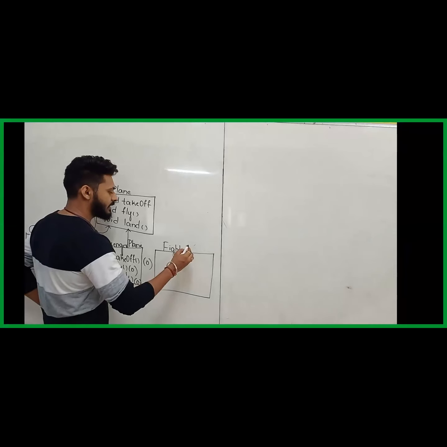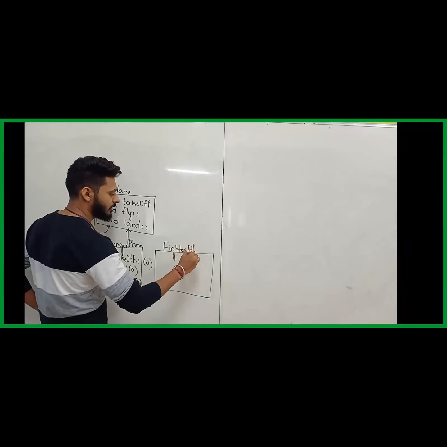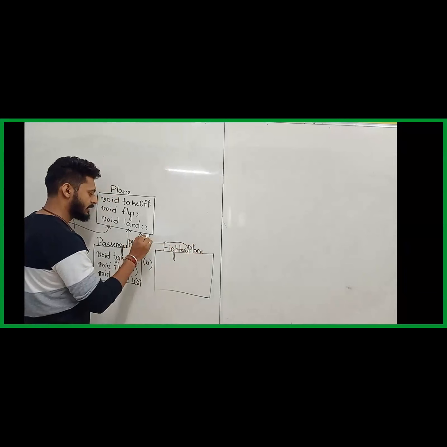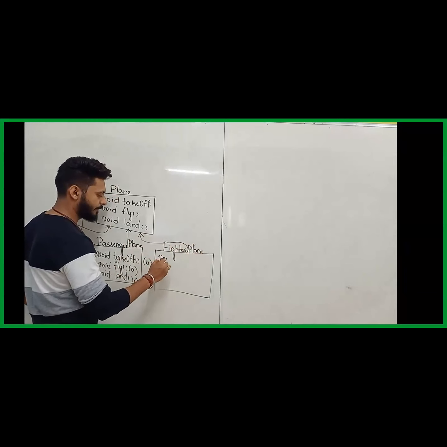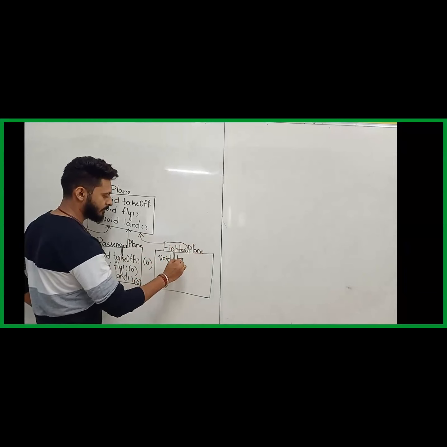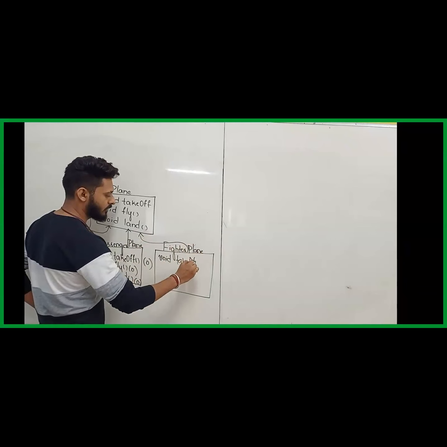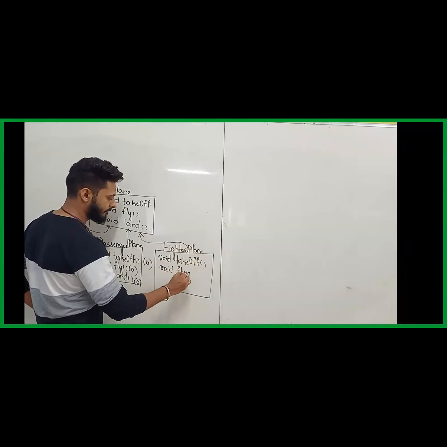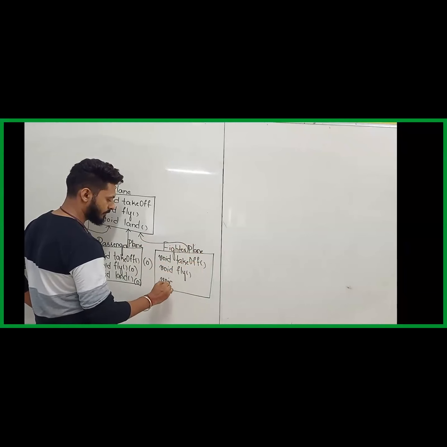However, here, what is it? Fighter plane. This diagram, anyways, we have already written in the last class. Same thing here. Void. What is the name? Method name. Takeoff, void. Fly, void. Land.